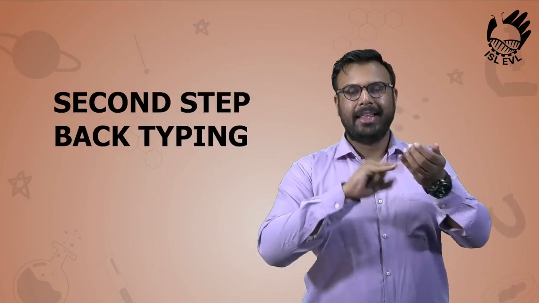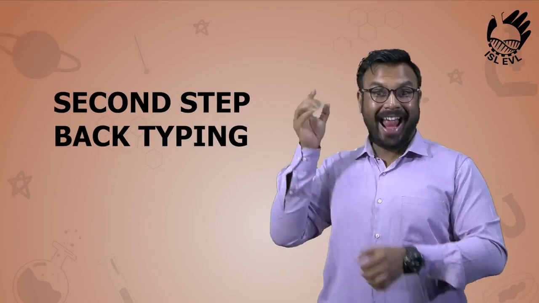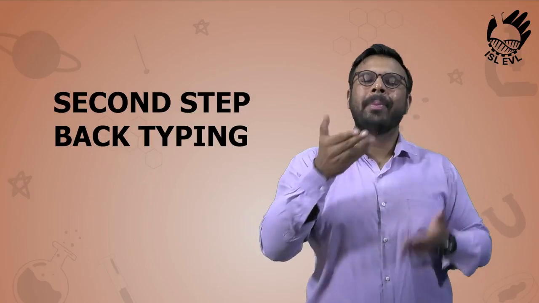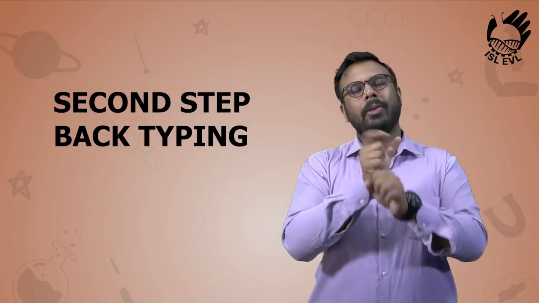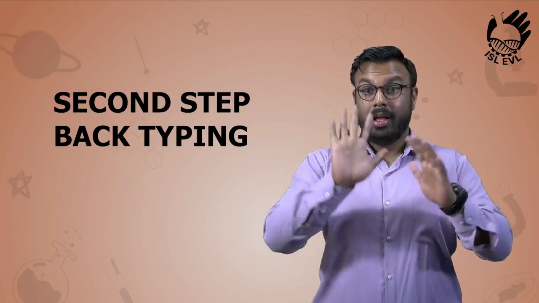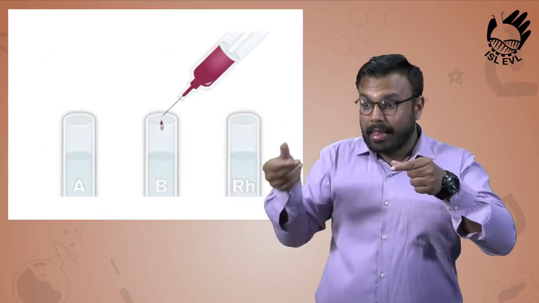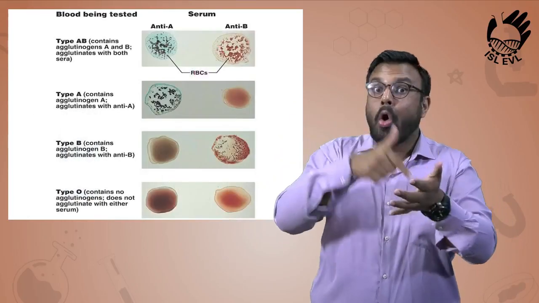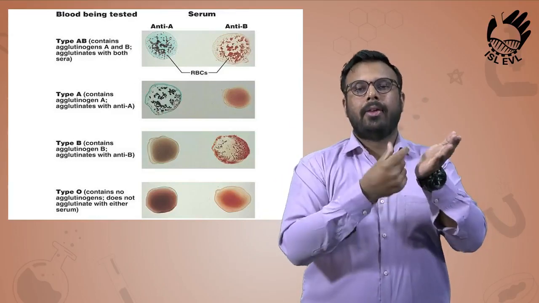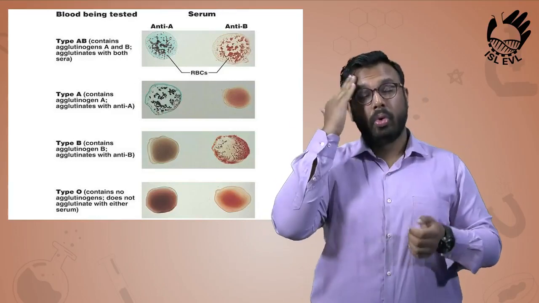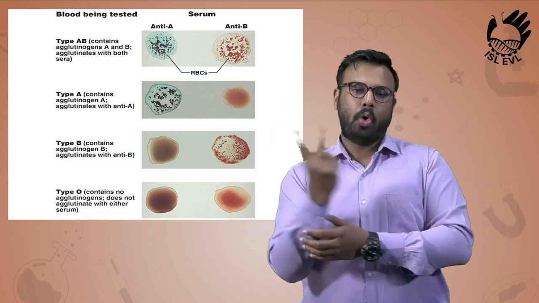The second step is called reverse or back typing. In this kind of testing, the liquid part of your blood without the RBCs, or red blood cells, which is known as serum, is mixed with blood cells that are known to be type A or type B.